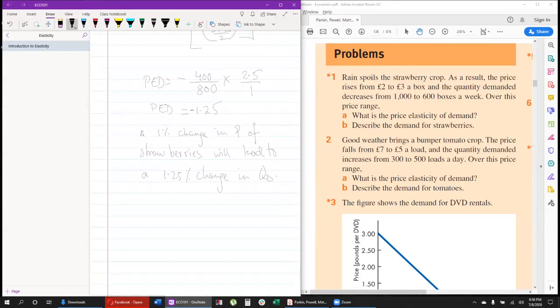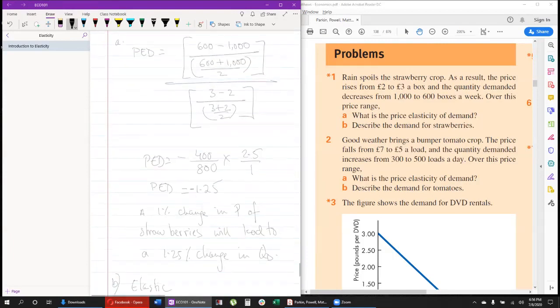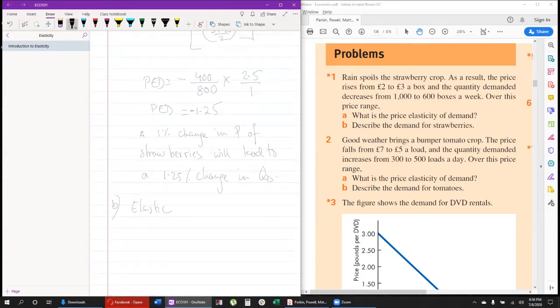So that's part A. Part B, describe the demand for strawberries. It's elastic, but it's less than -1, so obviously it's elastic. So that was number 1.